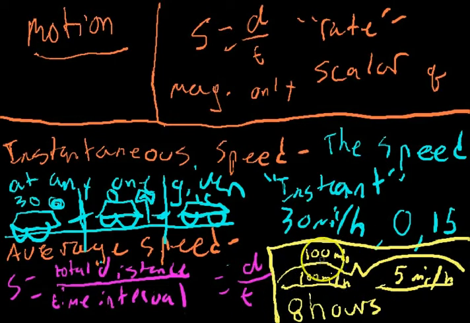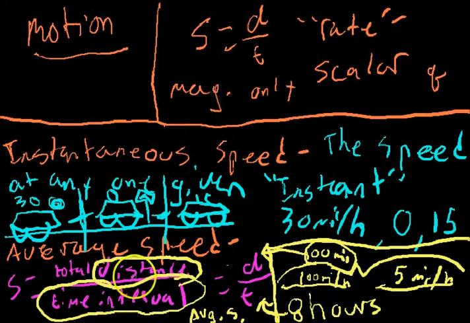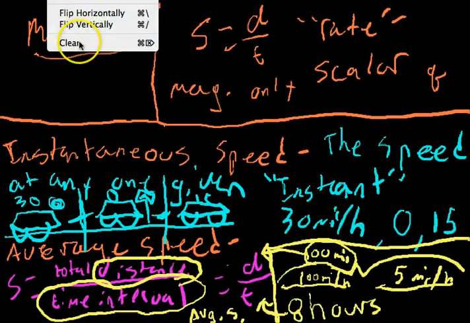journey? Well, that's simple. Just plug in your distance here and your time here, and when you divide it out, you will get your average speed. Average speed, right? That's the average speed throughout the whole journey, because you're taking the total distance and the total time interval of that distance. So that's how you find average speed.